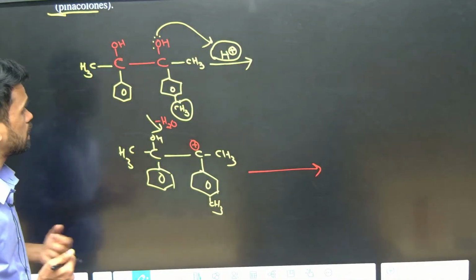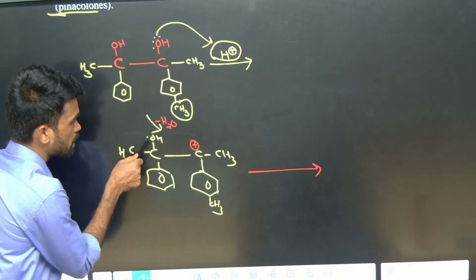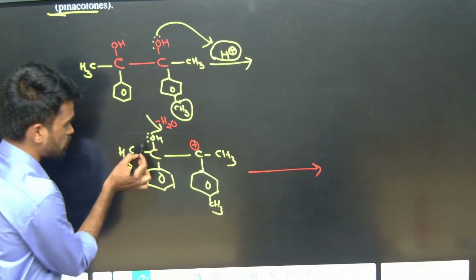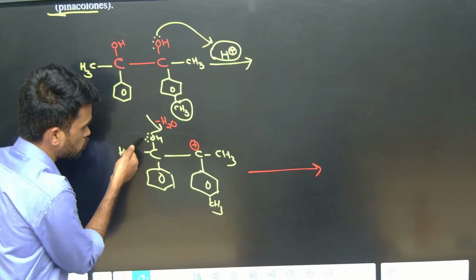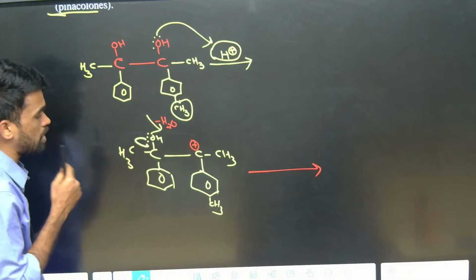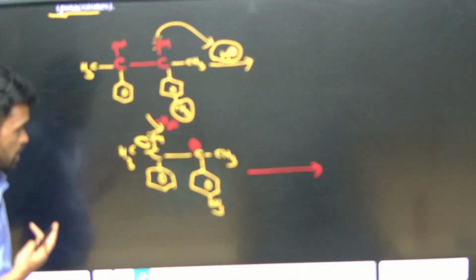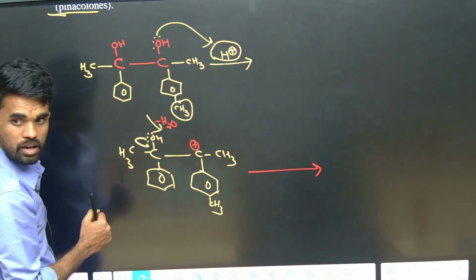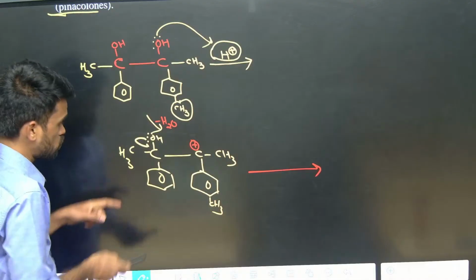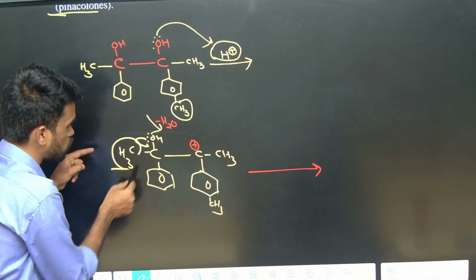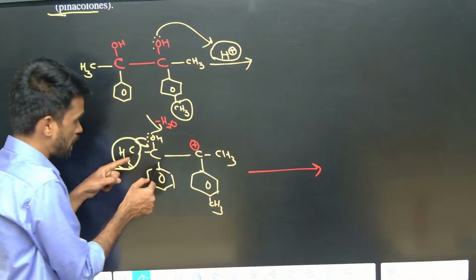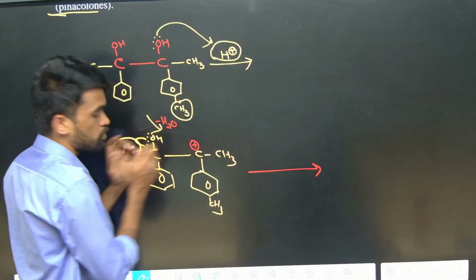Now what is the alternative we have here? See, there is a lone pair of electrons on this oxygen, right? So that will be given to this carbon. Why is it giving to the carbon? Because this carbon needs something to attack it right now, as it is electron deficient. So one of these alkyl groups, either this methyl group or this aryl group, will migrate from this carbon to the adjacent carbocation.